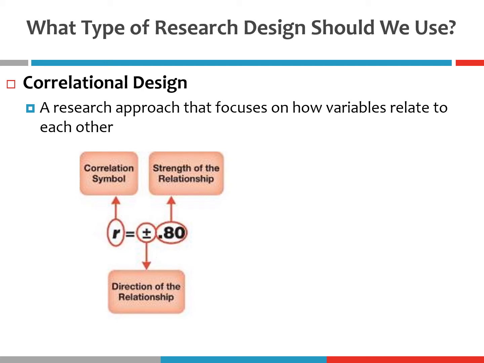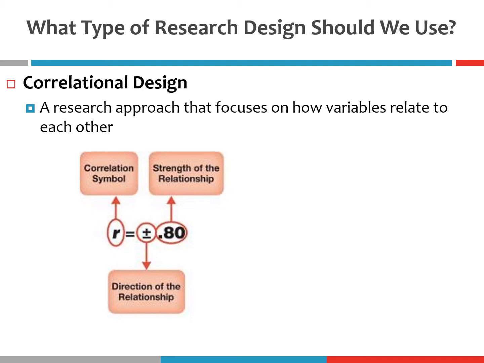So the Pearson R, which in this example is 0.80, is going to tell us how strong the relationship between two variables is. And that index ranges between -1 and +1, right? So an R of 0.80 would be a very, very strong positive relationship, right?